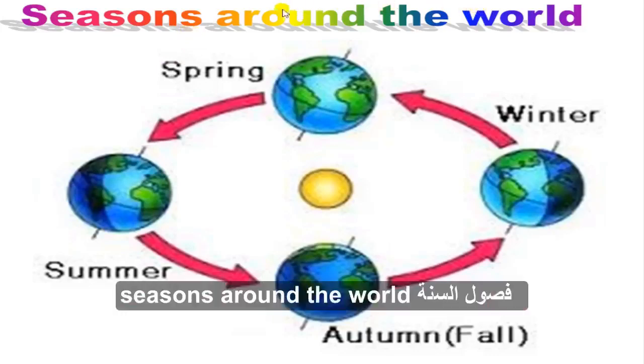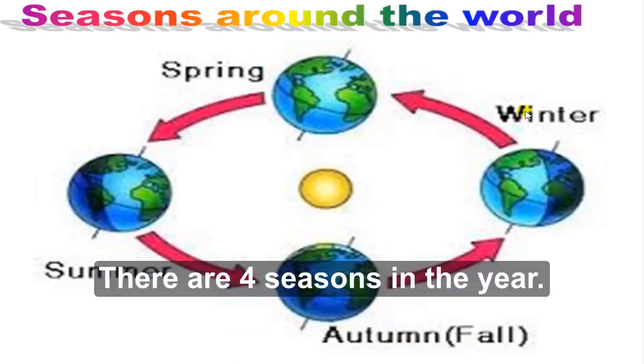Seasons around the world. How many seasons around the world? Spring, summer, autumn. British autumn, the n is silent. Autumn, or fall; an American will say fall. Winter. How many seasons? Four seasons: spring, summer, autumn or fall, winter. There are four seasons in the year.